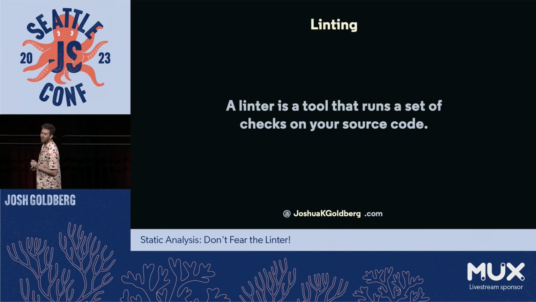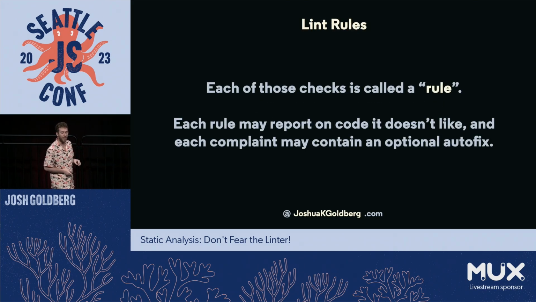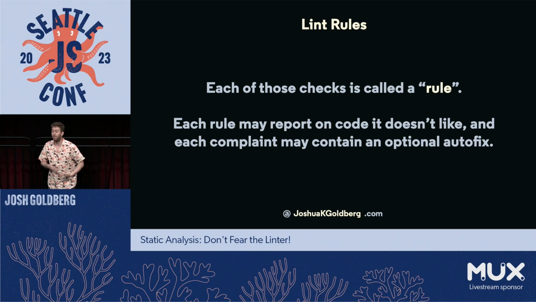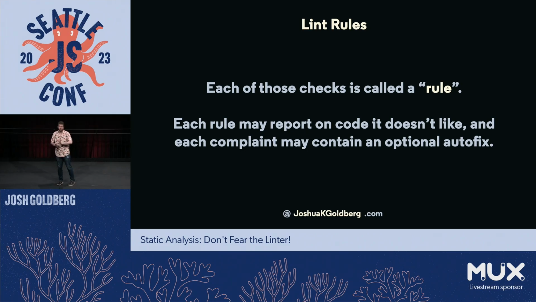A linter is a tool that runs a set of discrete checks on your code. Each of those checks is commonly called a rule. Each of those rules may optionally produce a complaint on a file or in a section of a file, and each of those complaints may optionally include a suggestion for how to fix things. Each of these rules are discrete, meaning they don't touch each other. Rules don't care about what other rules are running. Each rule has its own purpose, its own little swim lane, and it just swims in that lane.